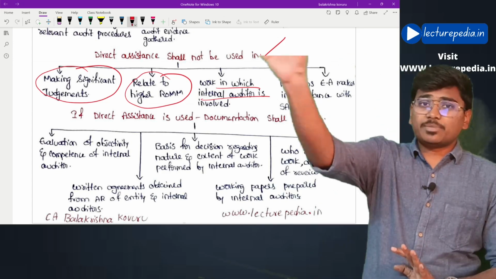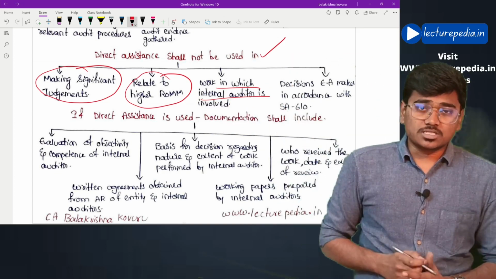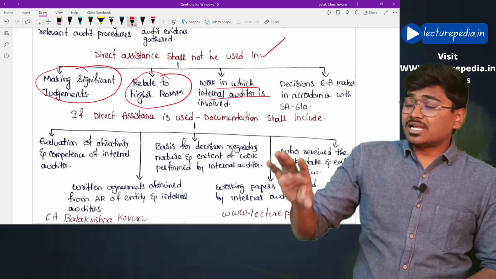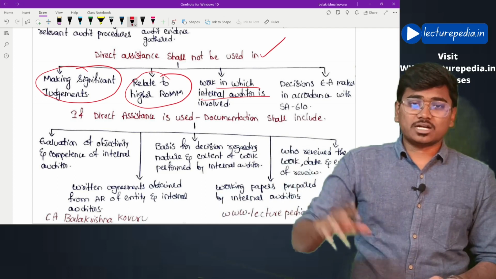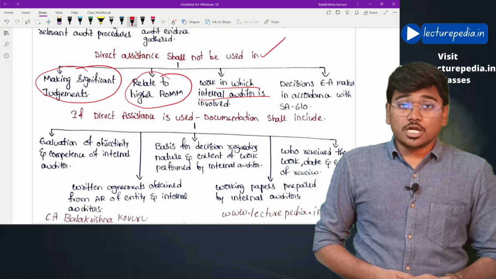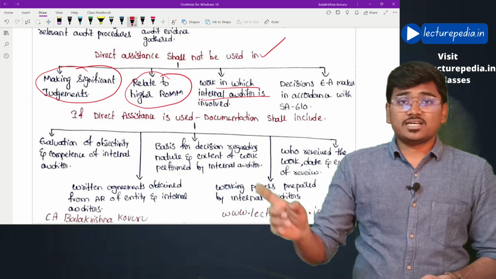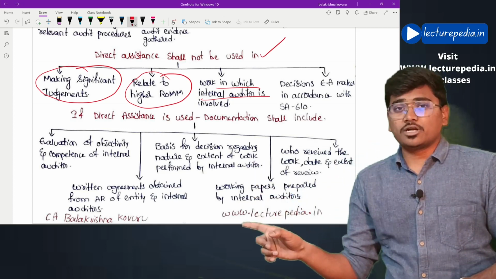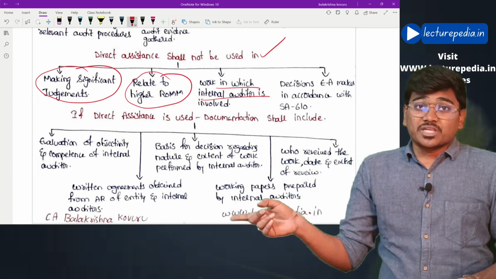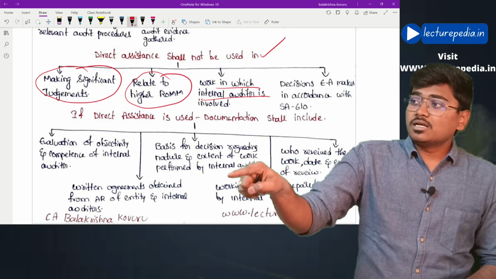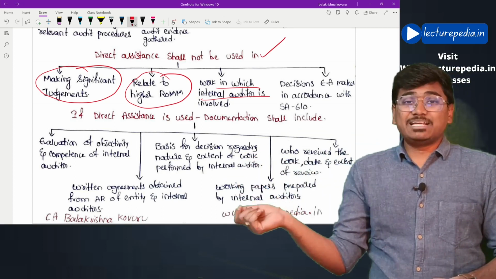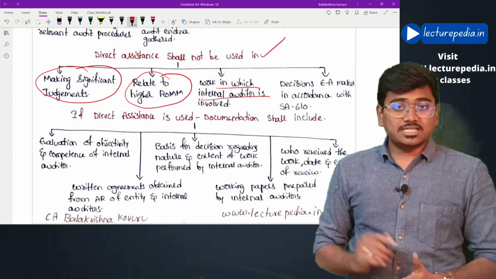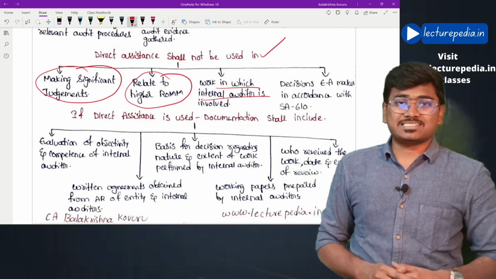Now there is a particular, let's say, internal controls. Now internal controls are implemented by internal auditor only. Internal auditor helped the organization to implement the internal controls. Now you cannot assign this task of verifying the internal controls to the internal auditor, because he is involved in implementation of internal controls, so he cannot be independent. Hope this is clear. In that area you should not use direct assistance.